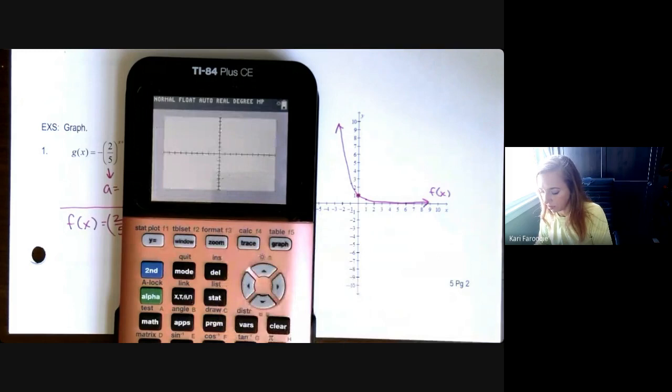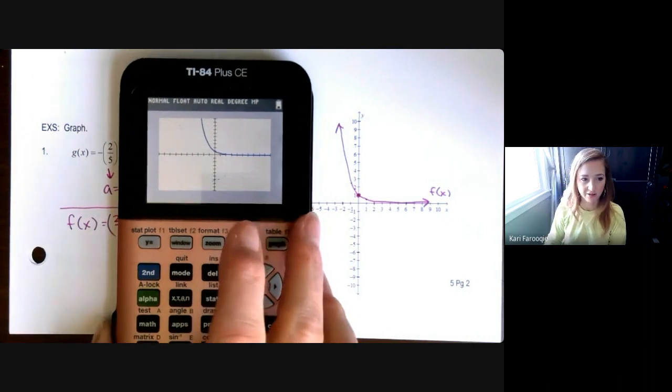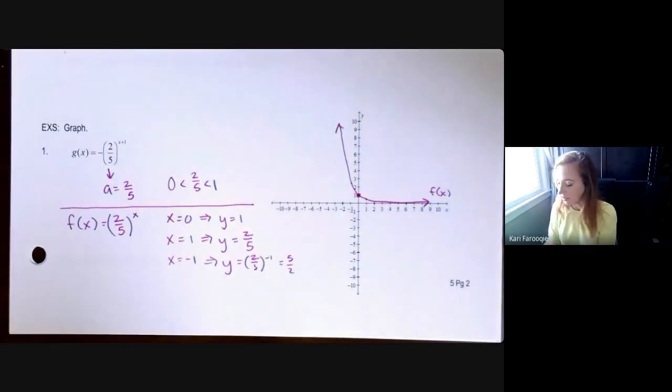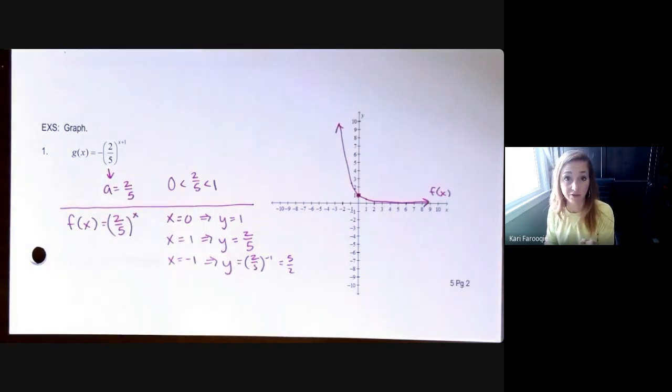I'm going to zoom 6. And that's what it looks like. I would say be careful to try to make it look like you have this horizontal asymptote here. But this is what your standard graph would look like here for a base of 2/5.